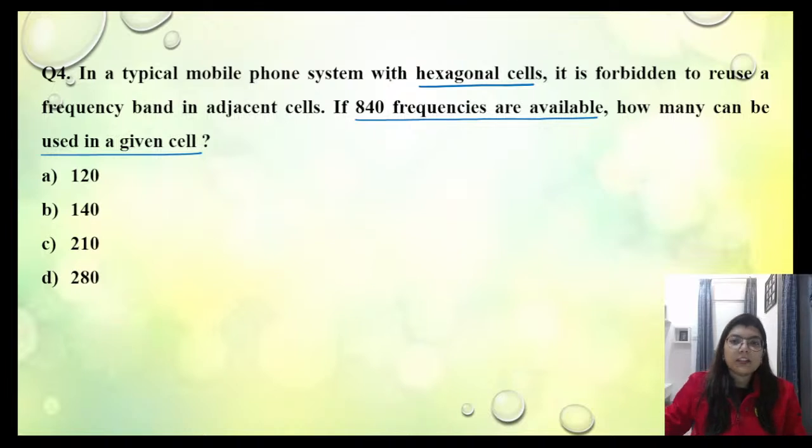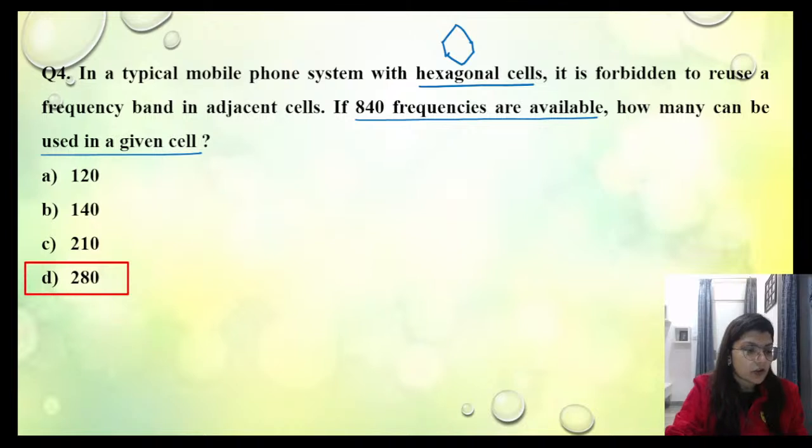Okay, so we know what a hexagonal cell is. Hexagonal means a cell which has 6 sides. Now, hexagonal cells basically... first I'll give the answer. The answer is D, that is 280. Okay, the correct answer is option number D.